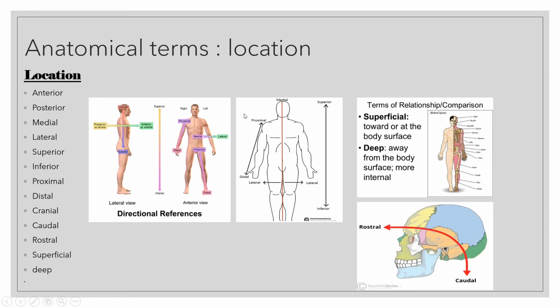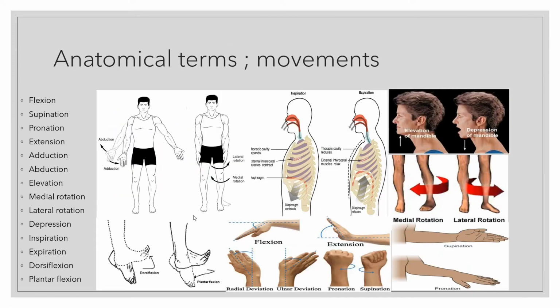Superficial basically means anything which is towards the body surface. Deep meaning anything which is in the internal cavity, or anything which cannot be seen unless you remove the superficial layer or the skin. Then comes the anatomical terms of the movements.